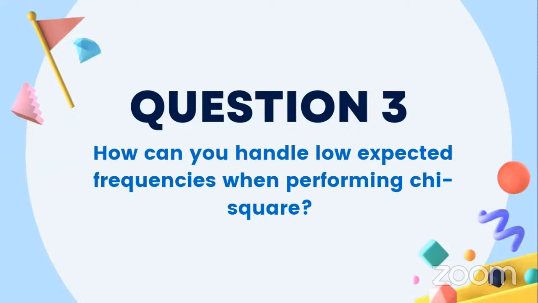Question number 3. How can you handle low expected frequencies when performing chi-square?